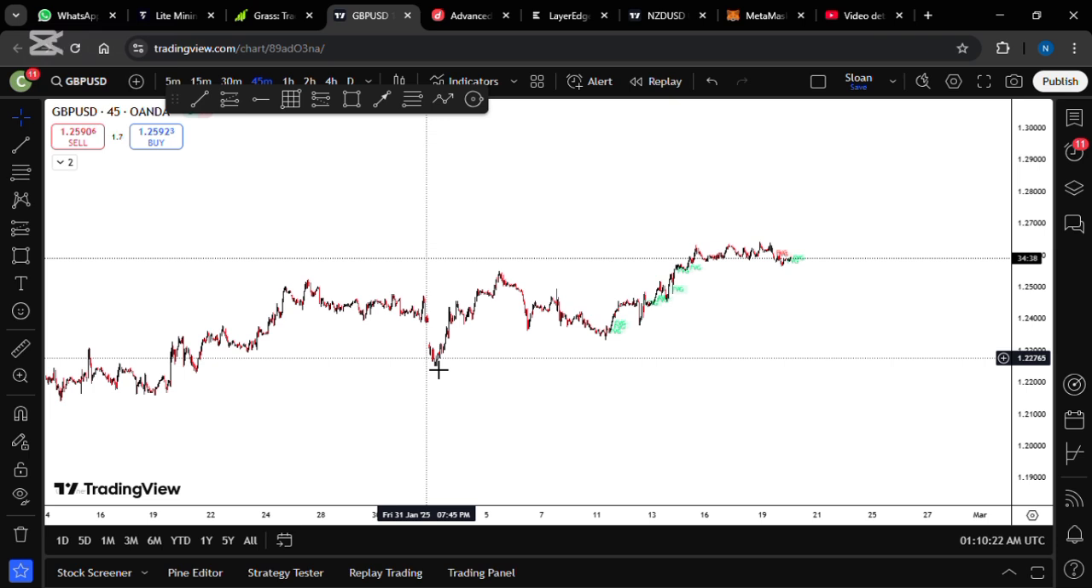We'll be discussing advanced market structure, which comprises our break of structure, our change of character, and our shift in market structure. Then we'll get into more serious matters.